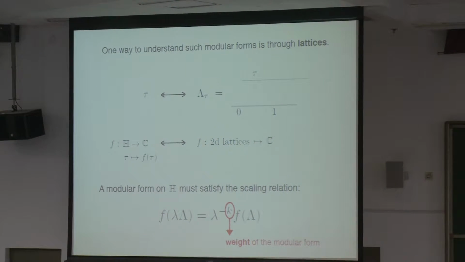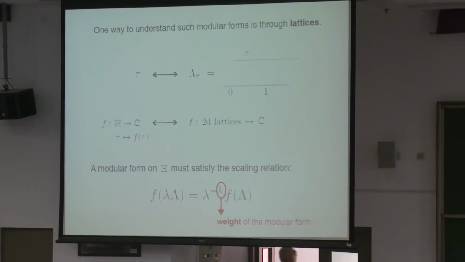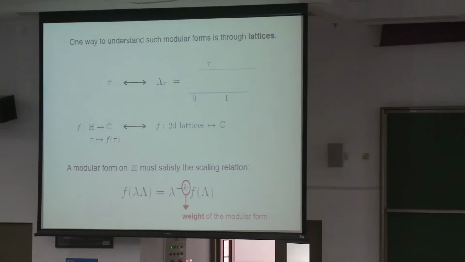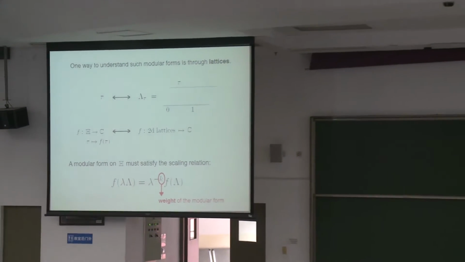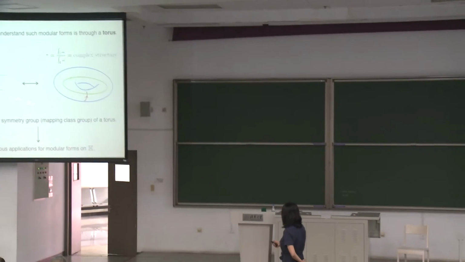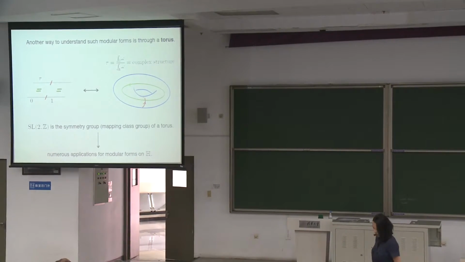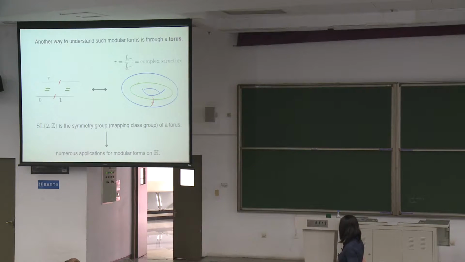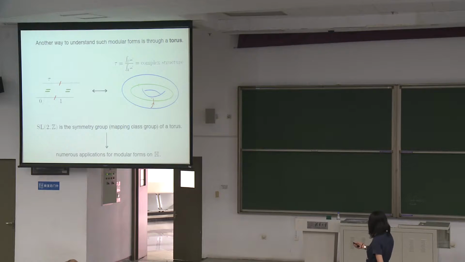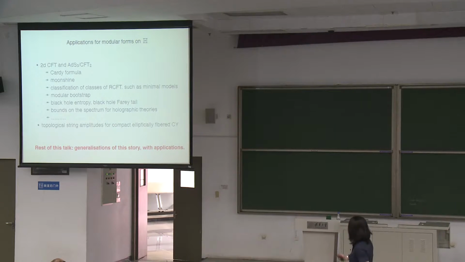We all know that modular forms on the upper half plane have a lot of applications, and the best way to understand them is to think about modular forms in terms of a torus. How it works is that we focus on one fundamental domain of this lattice and identify the sides, and in this way we get the torus. And this generator tau will now become the complex structure of this torus.